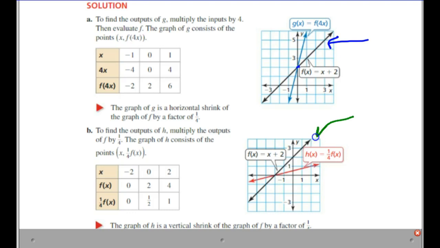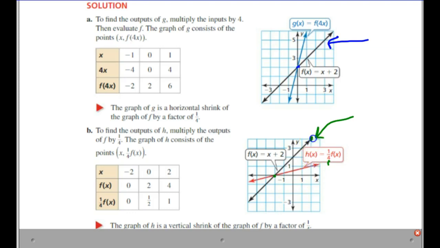So here's my parent graph, the original one. My x-intercept stayed the same, and since this is a fraction, it's going to get kind of shorter and fatter by a factor of 4. So if you'll notice, what we can look at is when my x value was 2, and I'm going to use this because it works well.